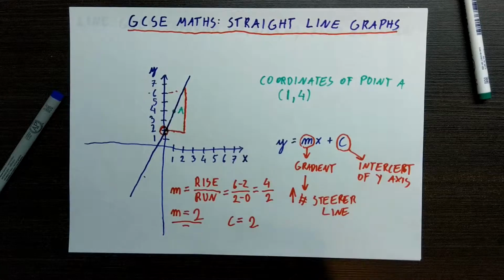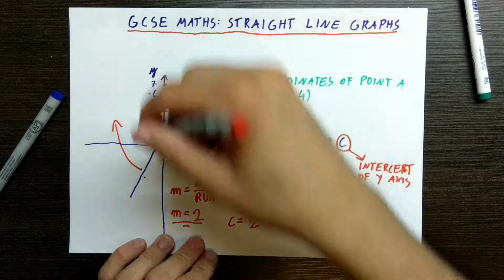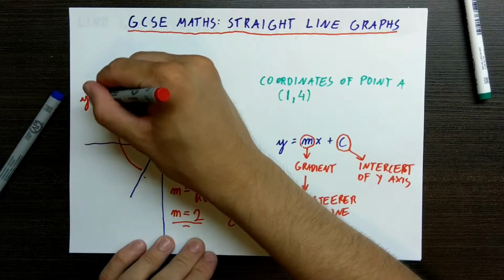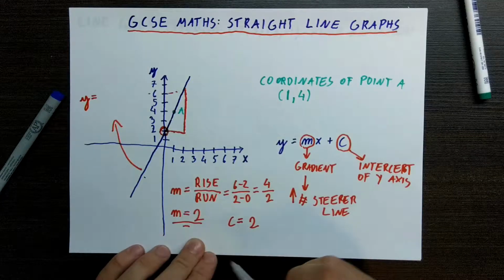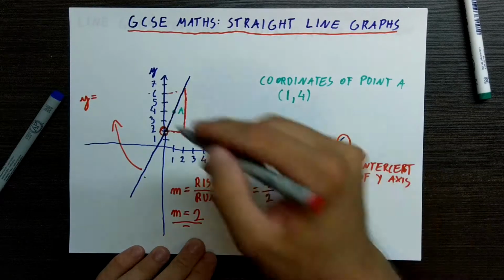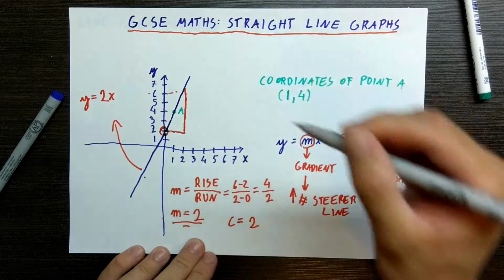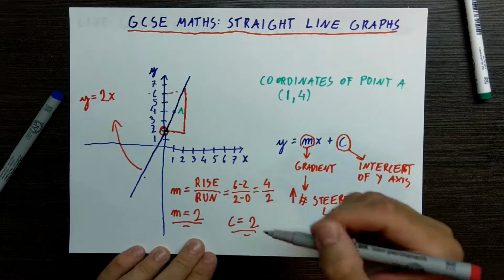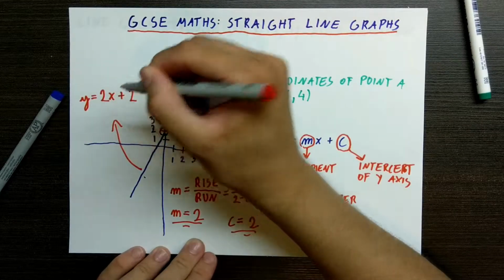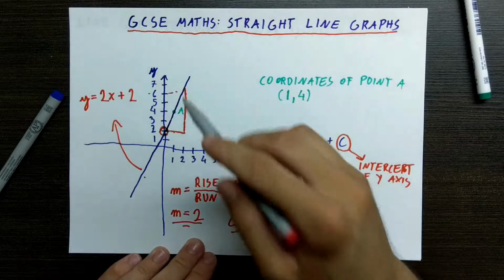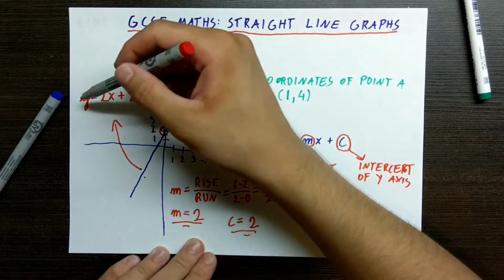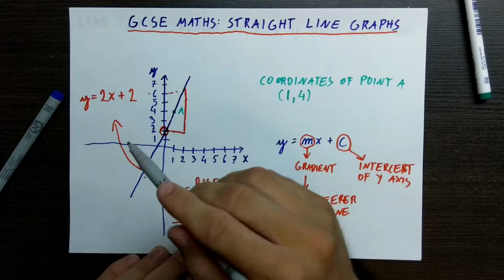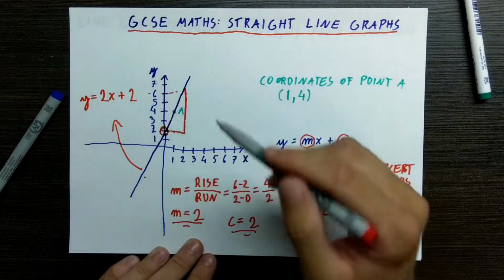Simple as that. So now, if I write down the full equation of the line, it would go like this. y is equal to, m is 2, so 2x plus c, and c is equal to 2. So the equation that describes this whole line is y equals 2x plus 2. That's it. That's how we figure out the equation for every line.